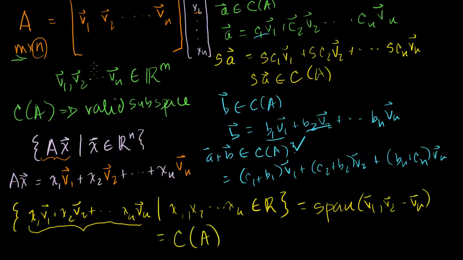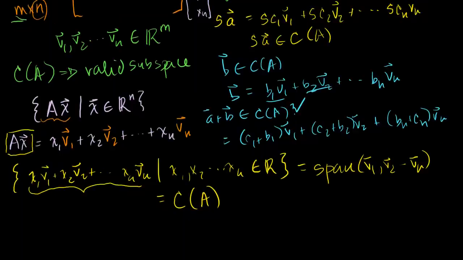So the column space of A, you could say, hey, what are all of the possible vectors, or the set of all vectors I can create by taking linear combinations of these guys, or the span of these guys? Or you can view it as, what are all of the possible values that Ax can take on if x is a member of Rn?